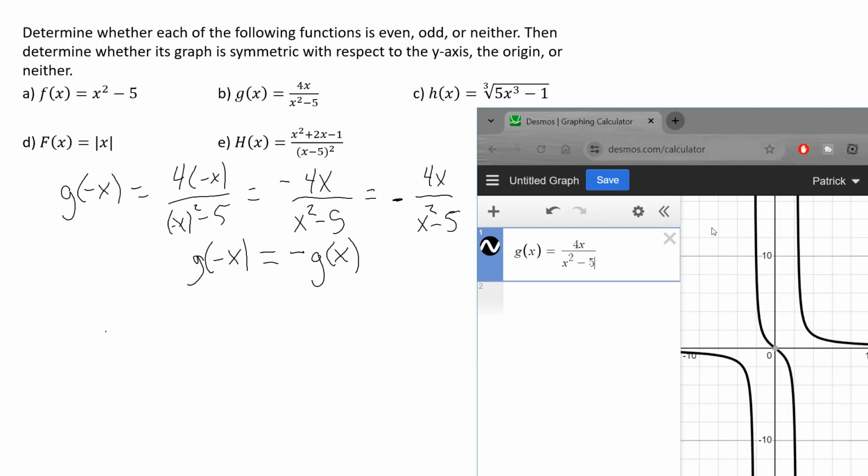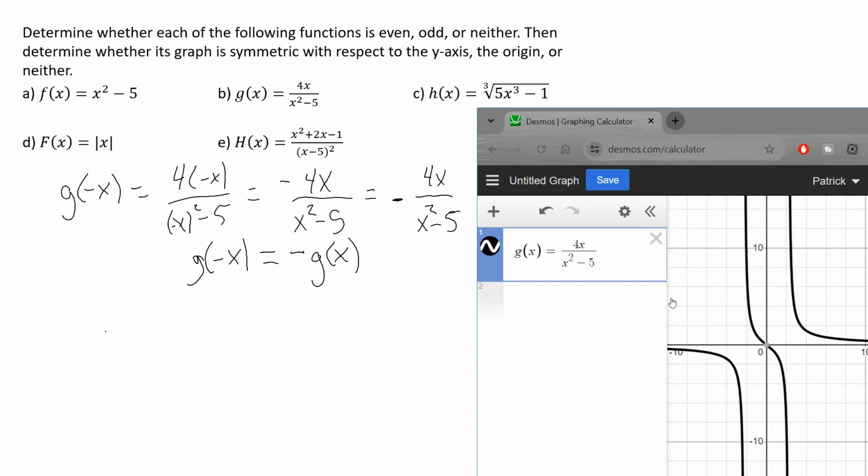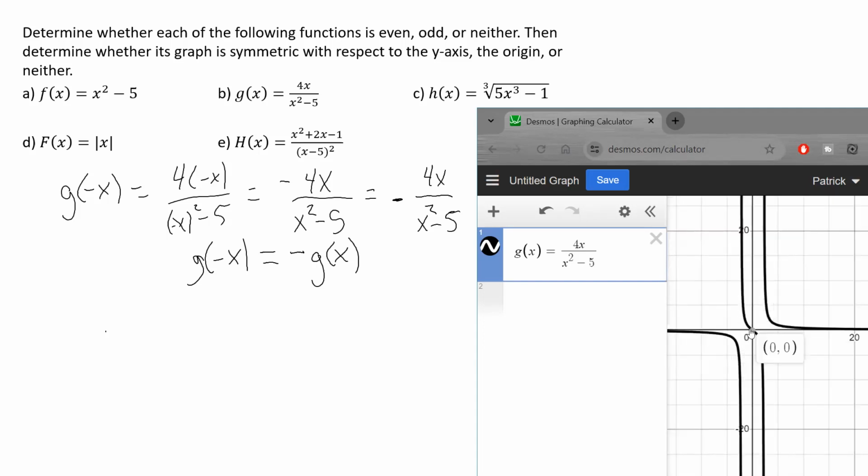It's a little bit difficult to see here, but if you put a pin on the origin and spun it 180 degrees, the function would land on itself. So we say it's symmetric with respect to the origin.